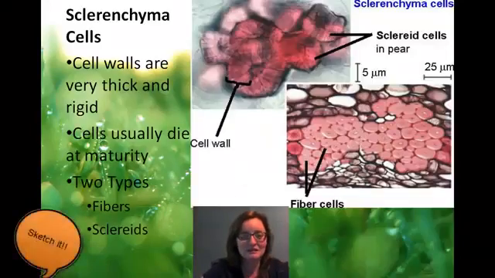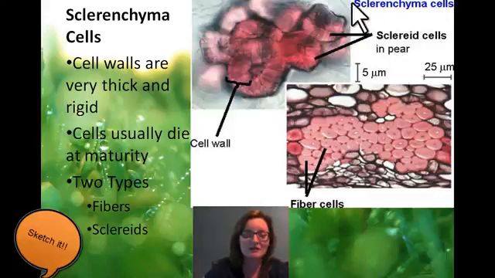The next and final type we're going to talk about today is the Sclerenchyma cells. There's actually two types of them. We have fibroid cells and the scleroid. Scleroid are a little more rigid than the fiber cells. Fibers are a little more flexible, but they're also more numerous. They are usually in clusters like this, and they're very thick and rigid.